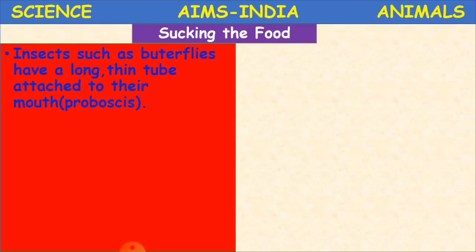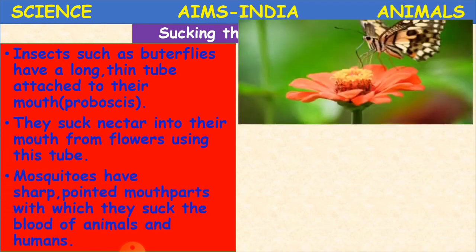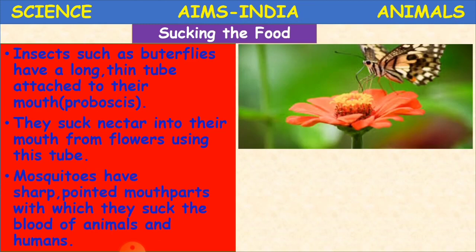Now we learn about sucking the food. Sucking the food. So what is it? Insects such as butterflies have a long thin tube attached to their mouth.